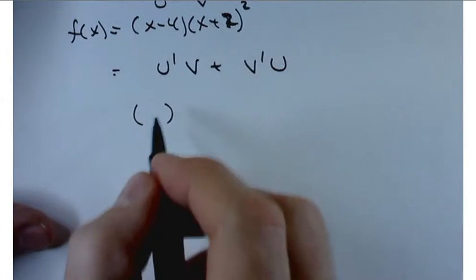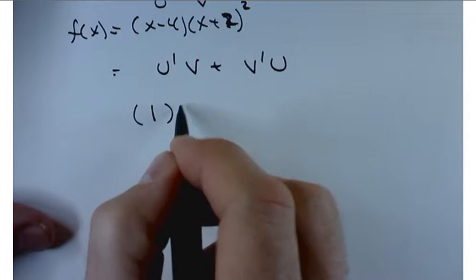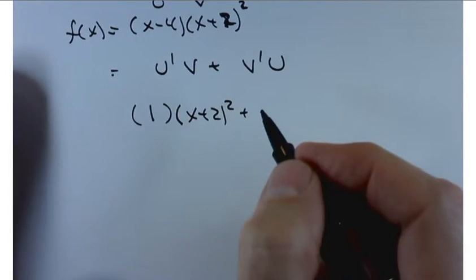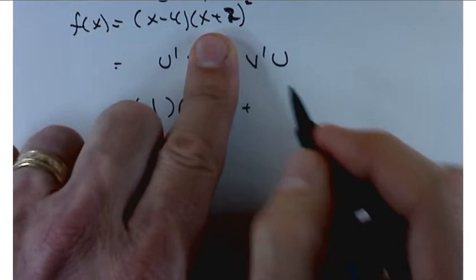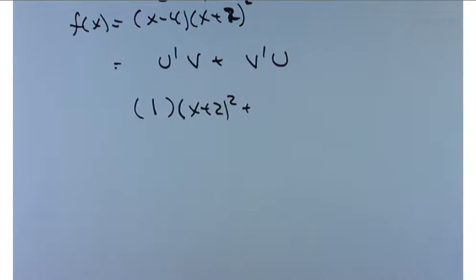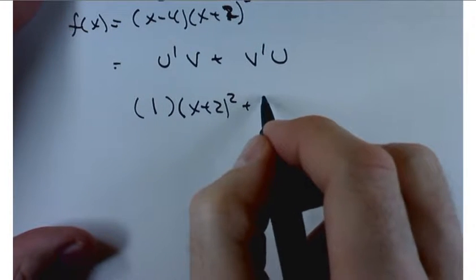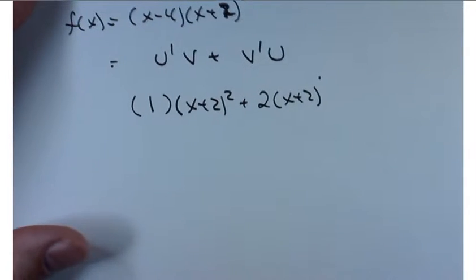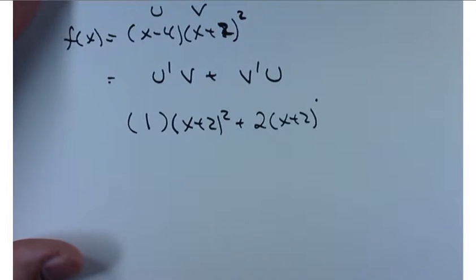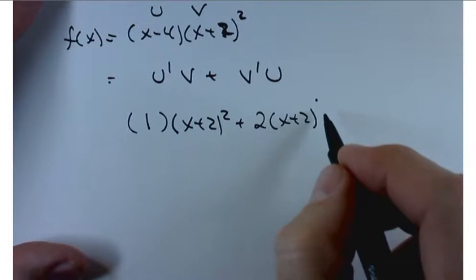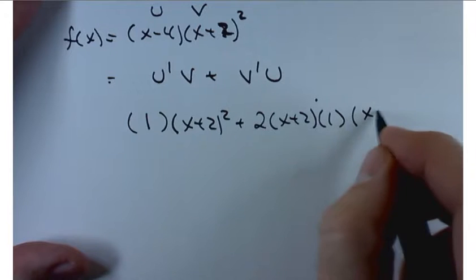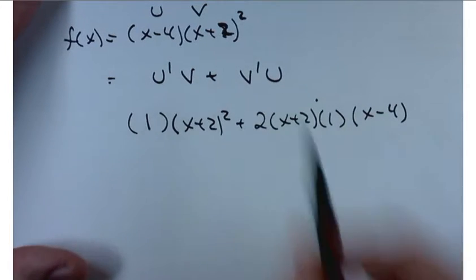What's u prime? 1 times x plus 2 squared plus v prime. The v prime, technically you have to use the chain rule here, right? It's the derivative of the outside, 2 times x plus 2 to the first power, times the derivative of the inside. But what's the derivative of the inside? Good, it's 1. Times the other function, x minus 4 times u.